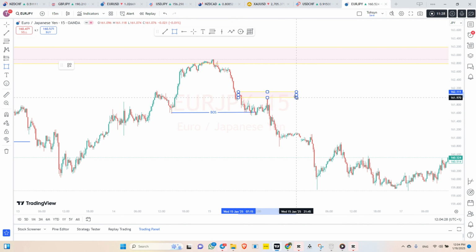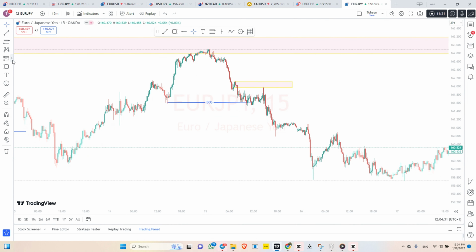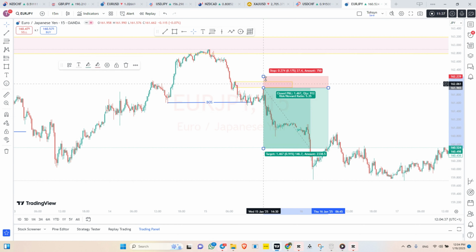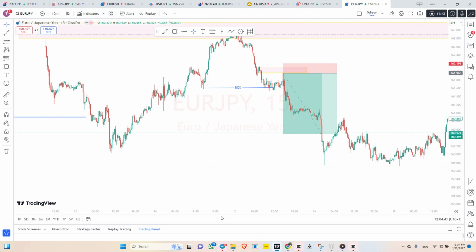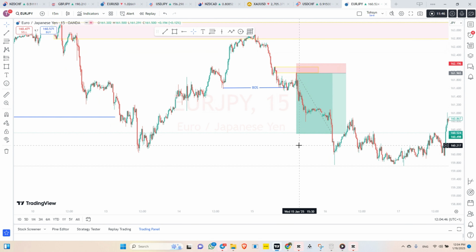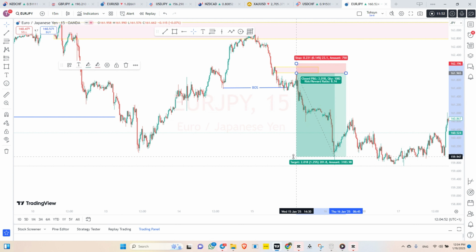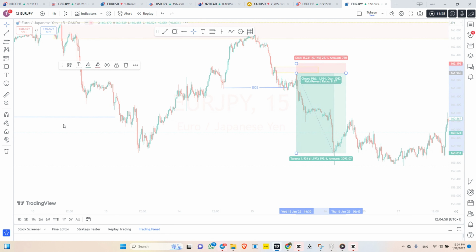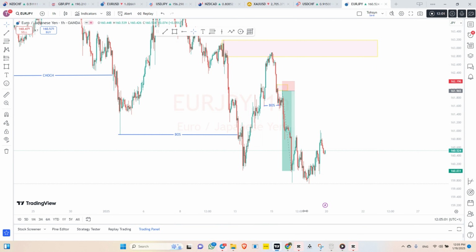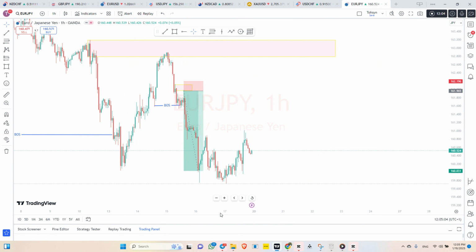And what did the price do? Price came to mitigate it a little bit above the POI. Then target the next point of reversal, which is here. That's the one to three ratio. As you can see, that is a one to three ratio hit.